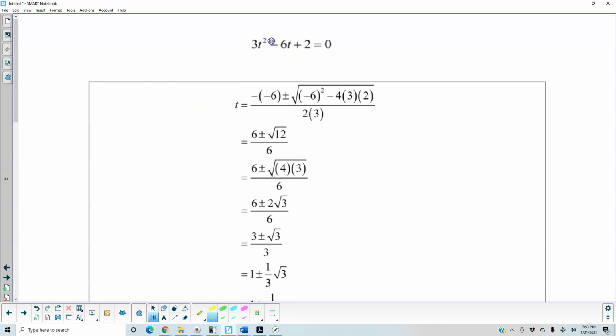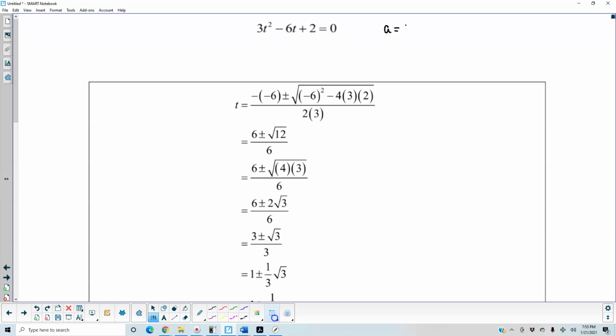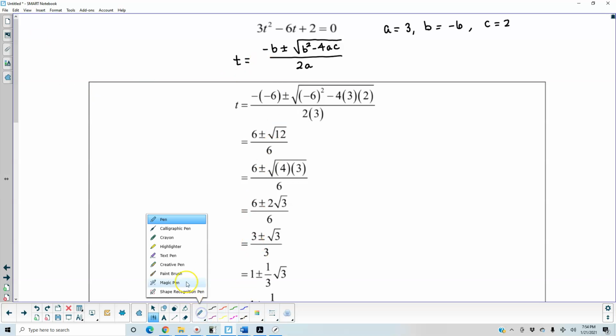So here's our equation. We have 3t squared minus 6t plus 2 is equal to 0. So what do we know? We know that the value of a is equal to 3. The value of b is equal to negative 6. And the value of c is equal to 2. And now recall that the quadratic formula is negative b plus or minus the square root of b squared minus 4ac, all over 2a. So we plug in the following values.